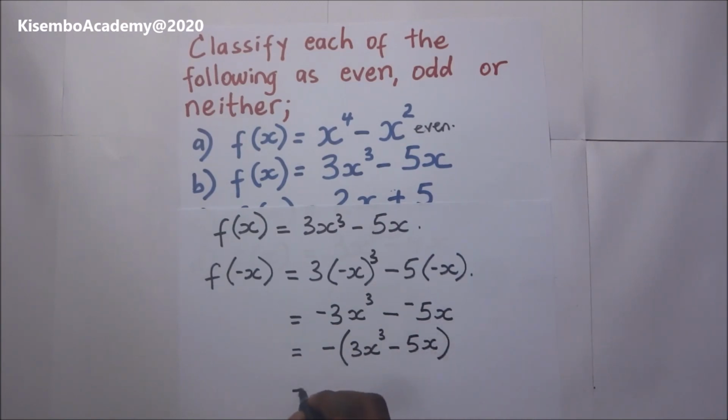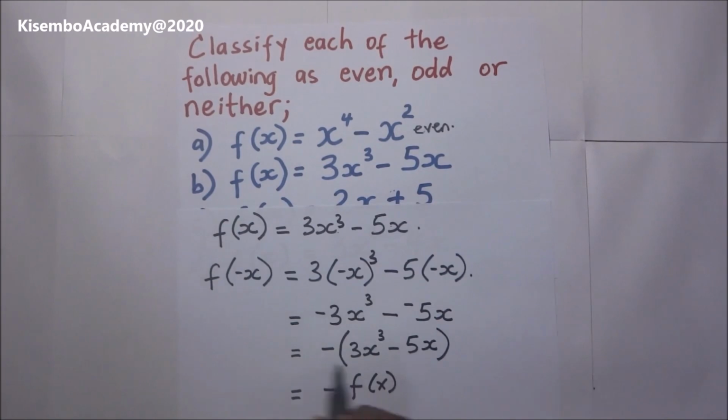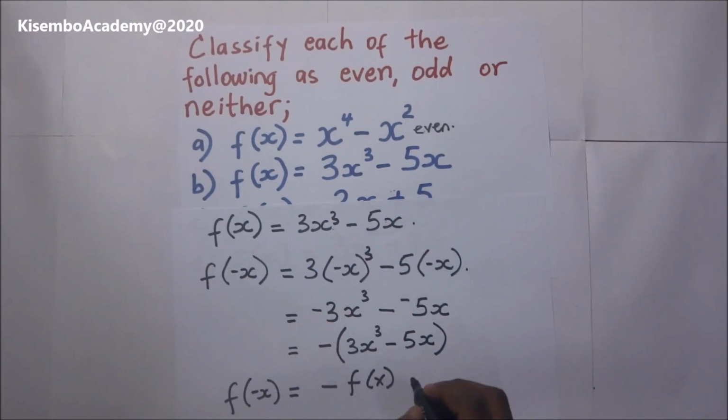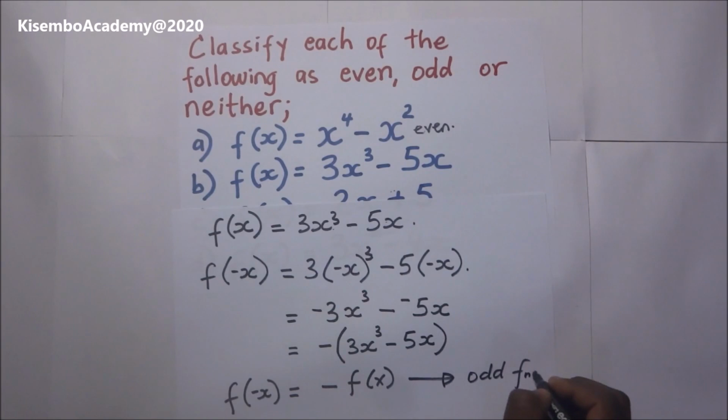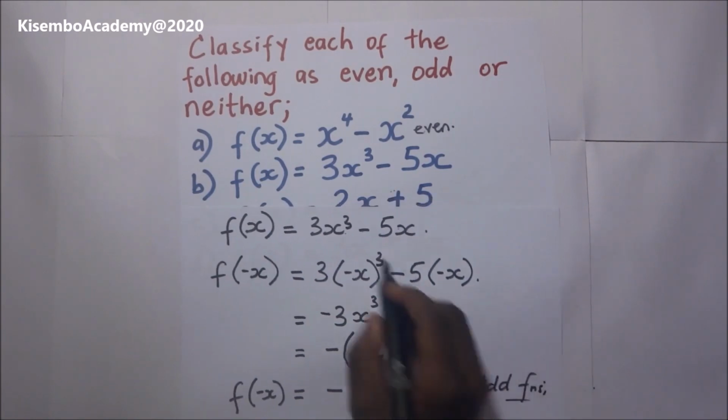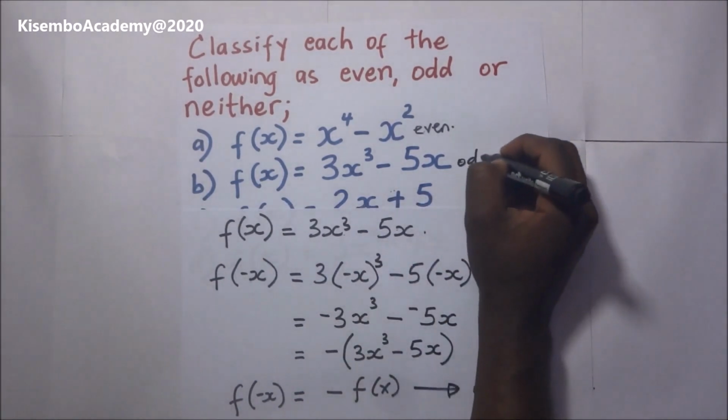And if you notice, what is in the brackets here is 3x cubed minus 5x, so this is minus f of x. When we plugged in f of negative x, we ended up with that. So this is a property for odd functions. It means that this is an odd function.